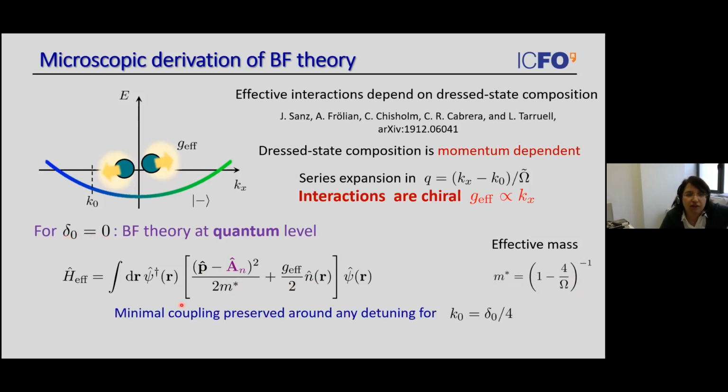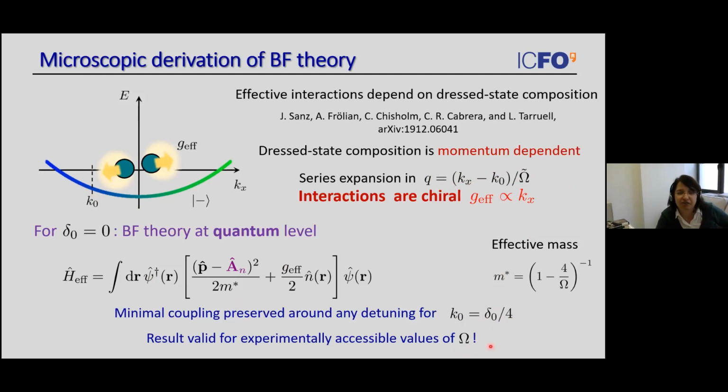Actually, this result you can even generalize, so you can preserve this minimal coupling for other detunings, provided you look at the right momenta. So provided you have this relation between momenta and detuning, then things work well. And also for things to work well, you need to have this parameter that is small, so you need to have a reasonably large Rabi coupling. But then when you're an experimentalist, you get particularly happy because you realize that this result is valid way beyond the adiabatic approximation. So it becomes valid for experimentally accessible values of omega. So that's something you can do in the lab.